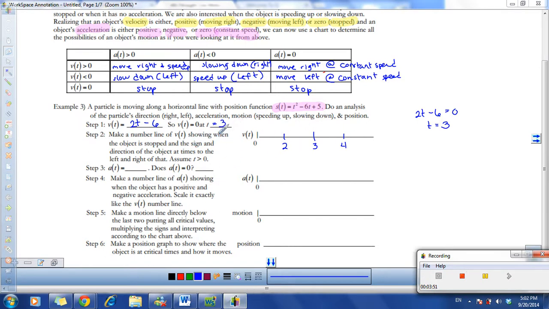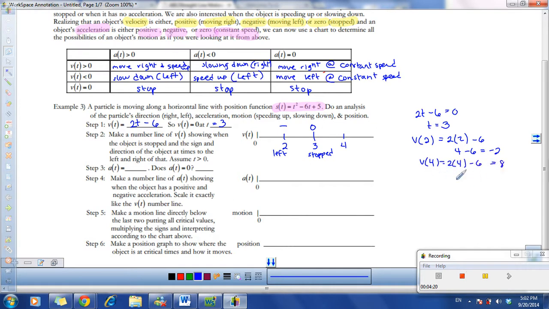Now I'm going to evaluate that in my velocity function. So when it's v of 2, I get 2 times 2 minus 6. That's 4 minus 6, which is negative 2. So I'm negative right here. That means I'm going to the left. It was 0 here. That means I stopped. And let's evaluate it at 4. v of 4 equals 2 times 4 minus 6, which is 8 minus 6, which is 2. So that's positive. That means I started moving back to the right.